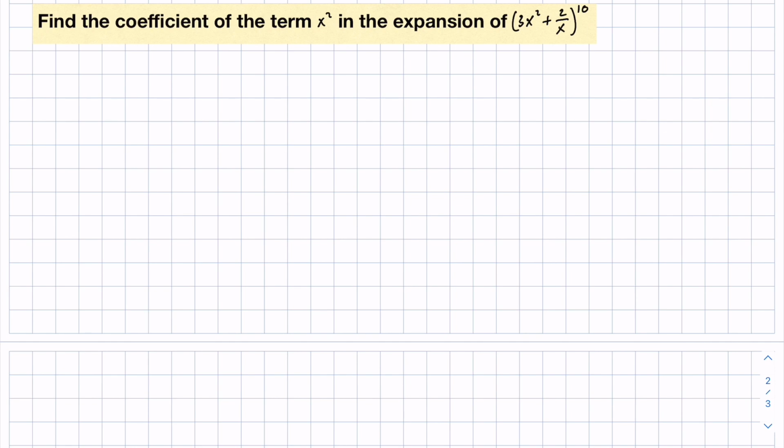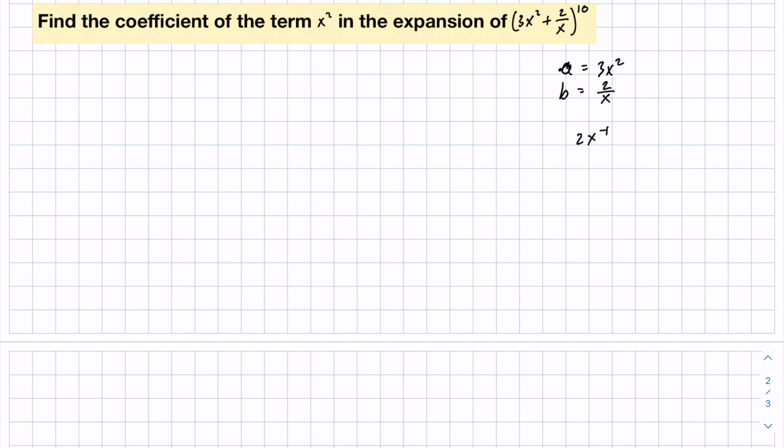Alright, we're trying to look for the x squared term. And if you tell me, Tanish, since it's taken to the second power, shouldn't we look for the second term? Well, that probably won't work in this case, because if you look at the a value, which in this case is 3x squared, and the b value, which is 2 over x, that's essentially 2 times x to the negative 1.